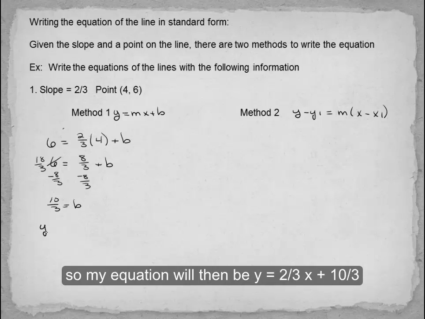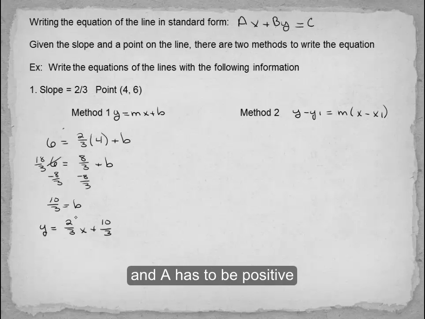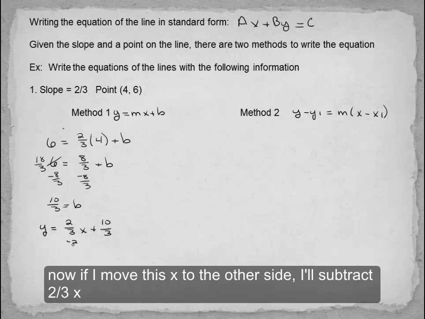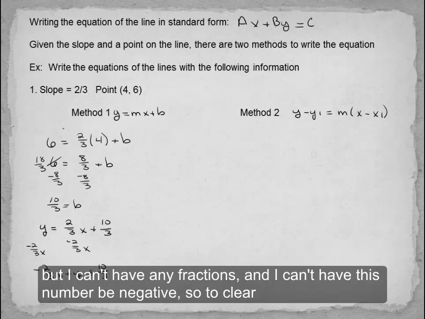So my equation will then be y is equal to 2/3 x plus 10/3. Now remember that standard form is ax plus by equals c. A, b, and c have to be integers, and a has to be positive. Now if I move this x to the other side, I'll subtract 2/3 x, and I'll have negative 2/3 x plus y equals 10/3. But I can't have any fractions, and I can't have this number be negative.